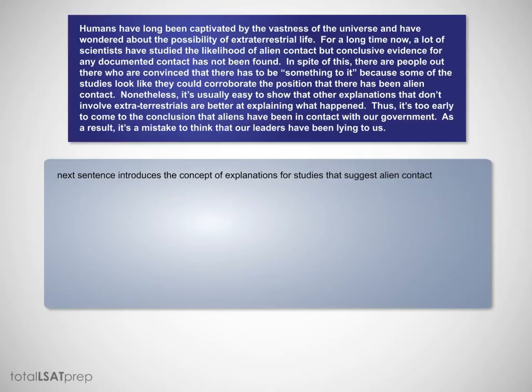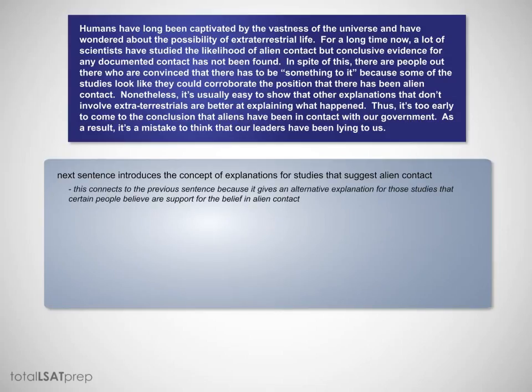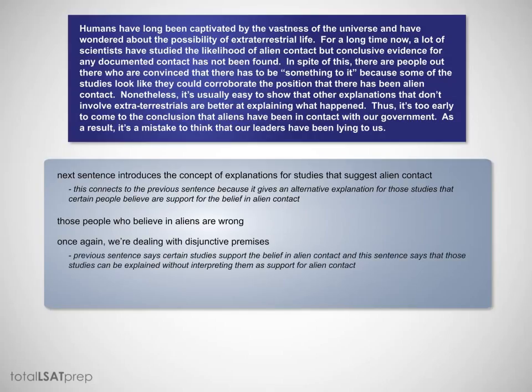The next sentence introduces the concept of explanations for studies that suggest alien contact. This connects to the previous sentence because it gives an alternative explanation for those studies that certain people believe are support for the belief in alien contact. So those people who believe in aliens are wrong. And once again, we're dealing with disjunctive premises. The previous sentence says certain studies support the belief in alien contact, and this sentence says that those studies can be explained without interpreting them as support for alien contact.